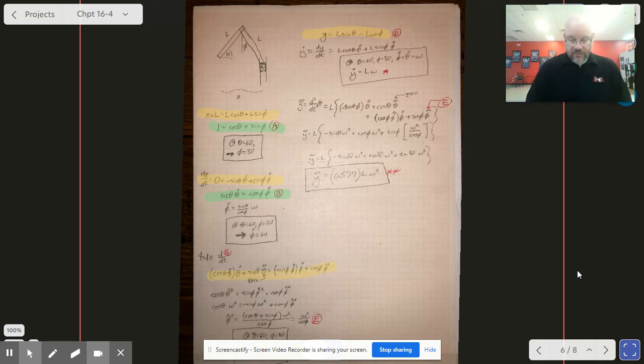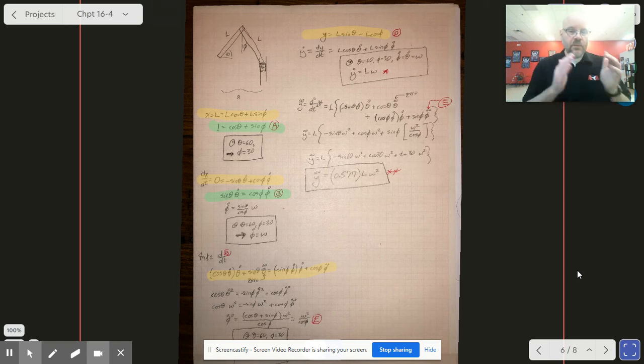Gets us down to this mess here. All right, so let's take a look at that. We've got the term in equation B, we've got the term sine theta, theta dot. So we've got to do each part one at a time. The derivative of sine theta gets us cosine theta, theta dot. All that is times theta dot.